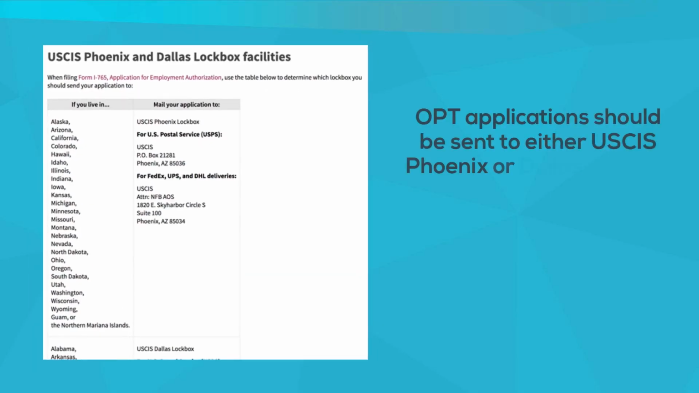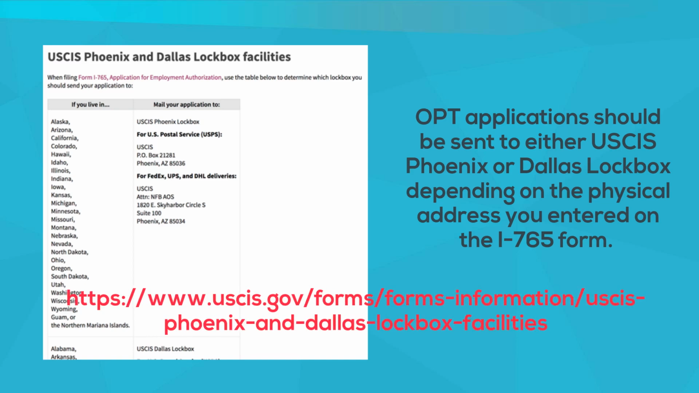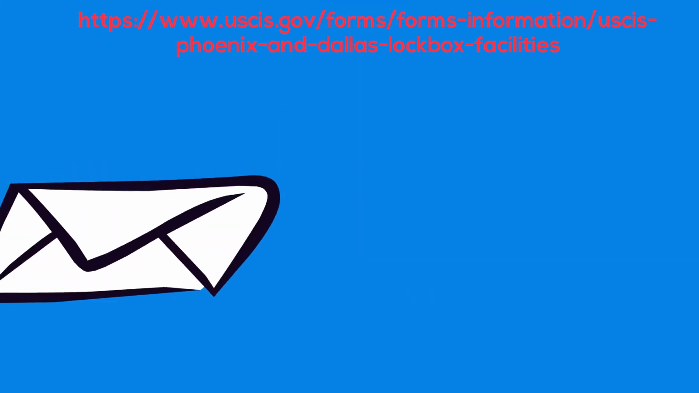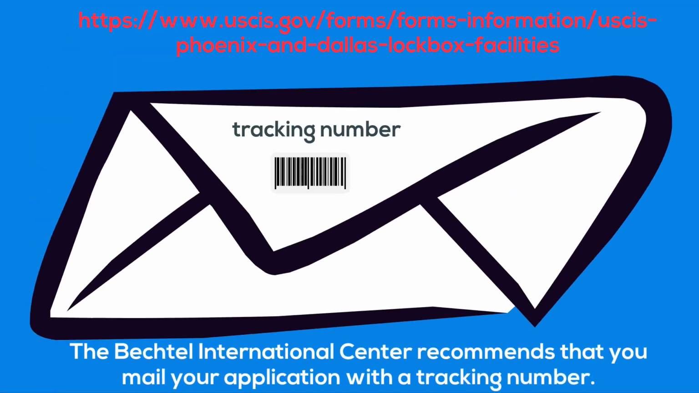OPT applications should be sent to either USCIS Phoenix or Dallas Lockbox, depending on the physical address you entered on the I-765 form. The mailing address you are using to send the OPT application to USCIS is also determined by whether you are using the U.S. Postal Service or courier. You can locate the mailing address for USCIS through the information on the USCIS I-765 website. The Bechtel International Center recommends that you mail your application with a tracking number.